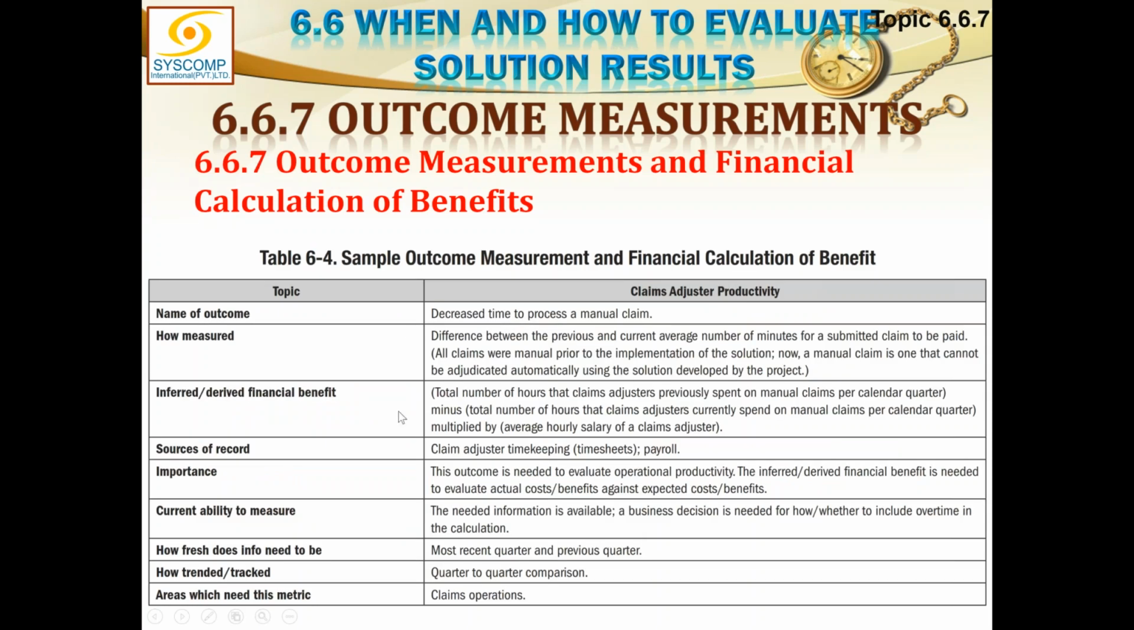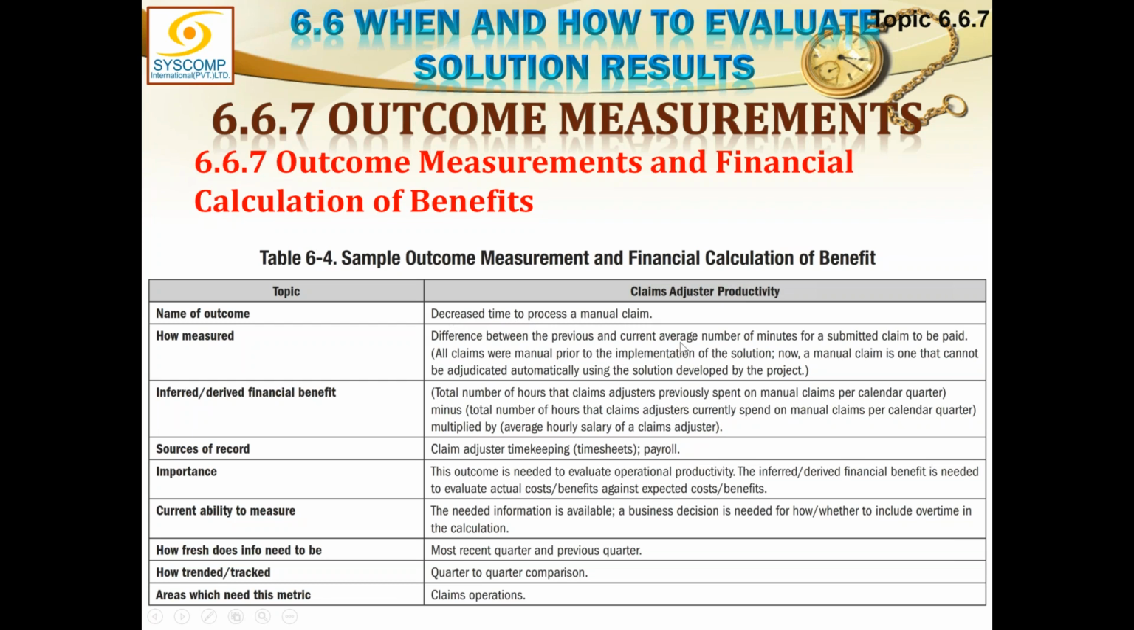Just look at 6.4. This is a sample outcome measurement and financial calculation of benefit. So just look at this topic, name of the outcome, that is decreased time to process a manual claim. How measured?